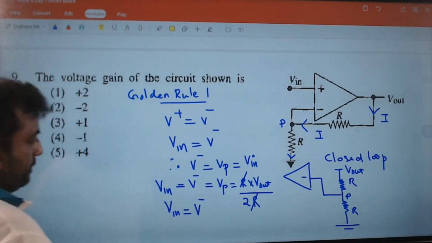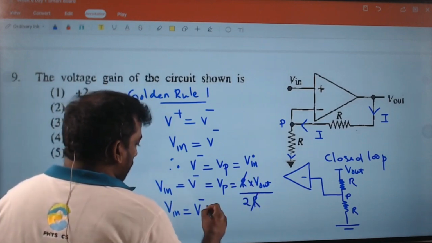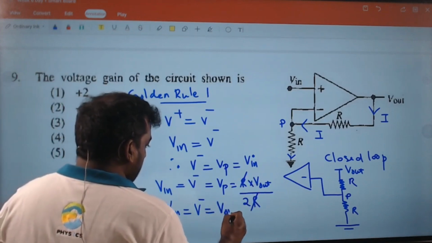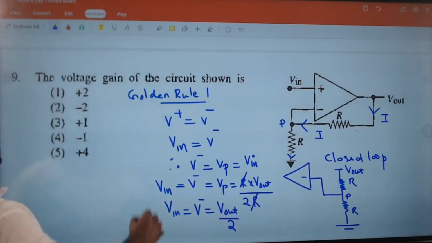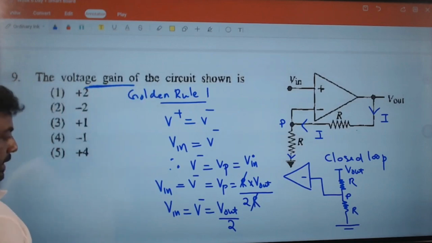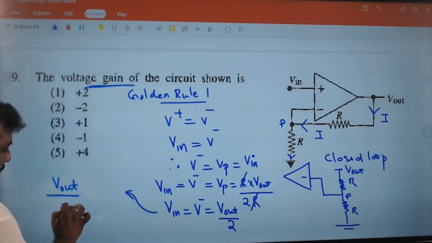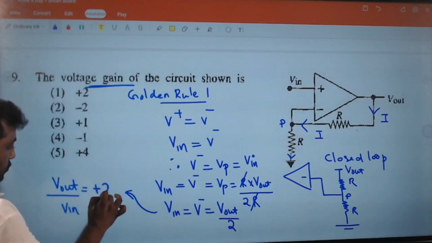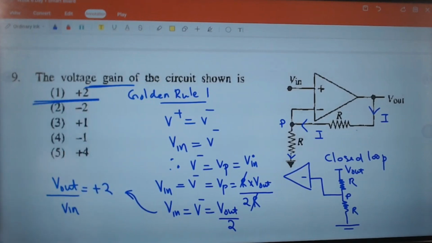Right. So R R cancel off. V input is V minus, V output divided by 2. They are asking the gain. Gain is V output over V input, plus 2. Plus 2 is your answer. Ninth one, answer number 1.